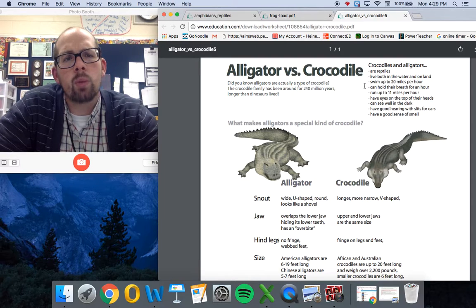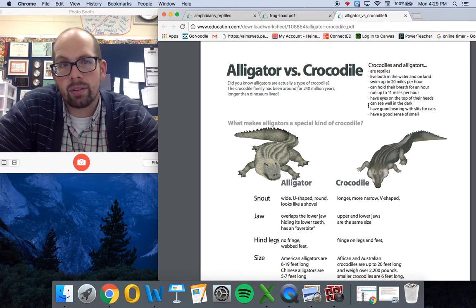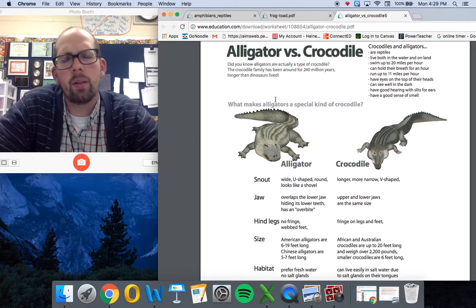They can swim up to 20 miles per hour. They can hold their breath for an hour. They can run up to 11 miles per hour. They have eyes on the tops of their heads. They can see well in the dark, have good hearing with slits for ears, and have a good sense of smell. Now, what makes them different?